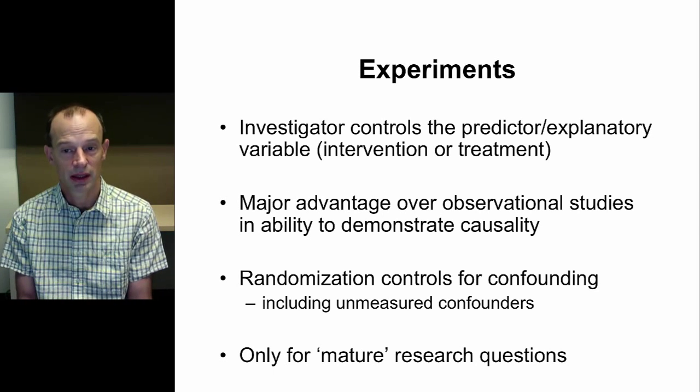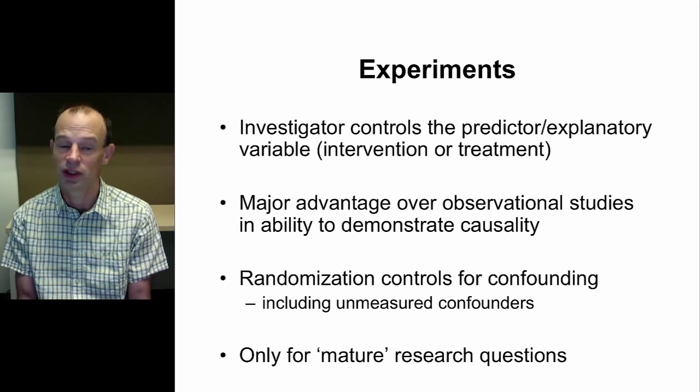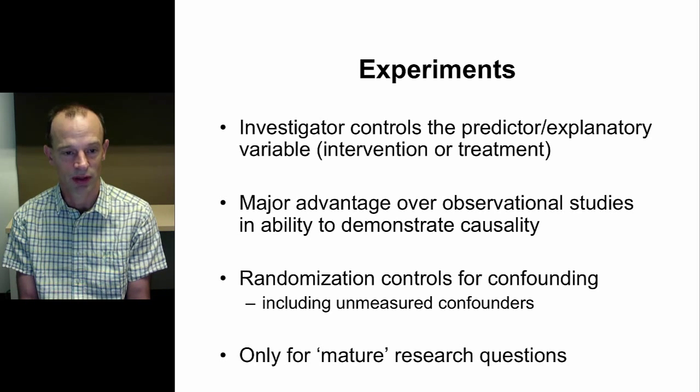So experiments, as I mentioned, the investigator controls the predictor or the explanatory variable, which is usually an intervention or a treatment. And because of this, it has a major advantage over observational studies in terms of their ability to demonstrate causality. And that means that essentially, with a randomized trial, you can be certain or reasonably confident that the only difference between the two groups is the explanatory variable which you've assigned to one group and not the other.